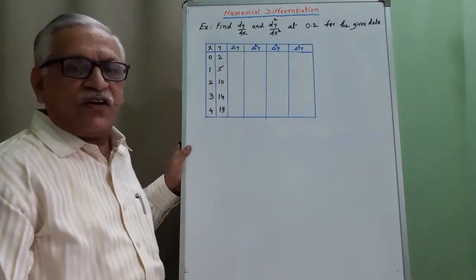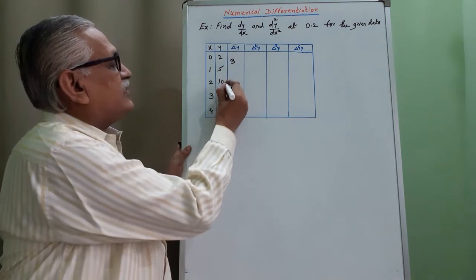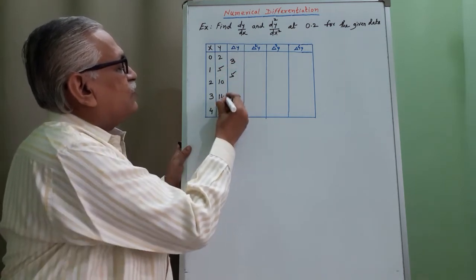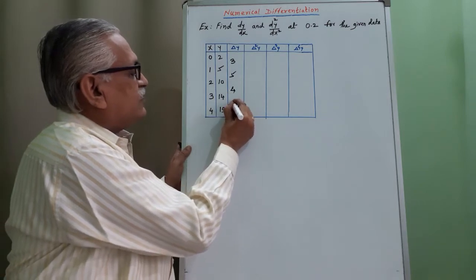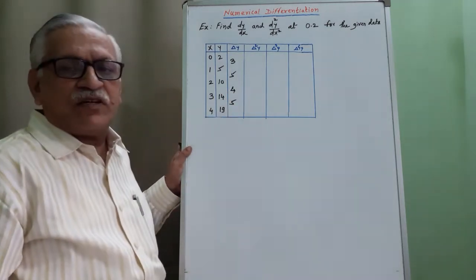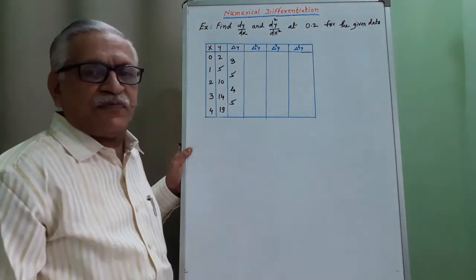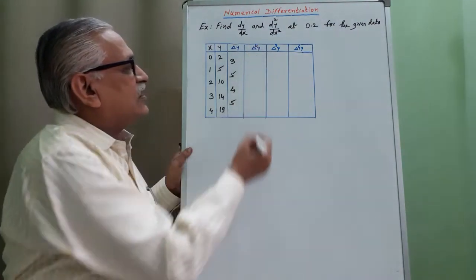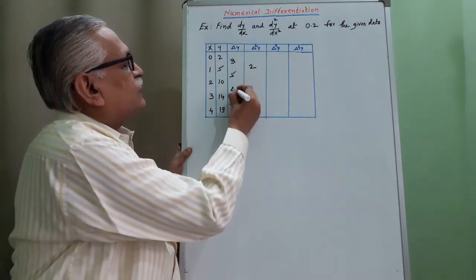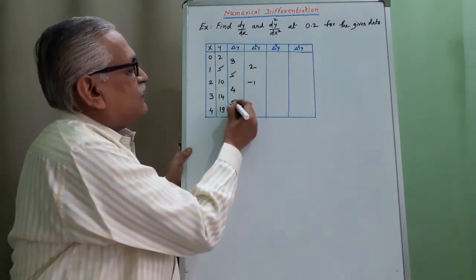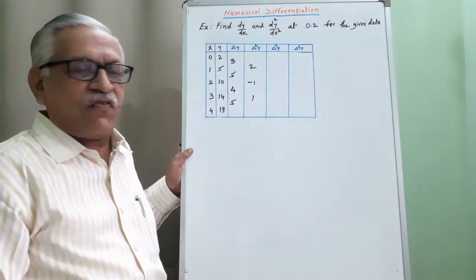First difference, del y: 5 minus 2 we get 3, 10 minus 5 we get 5, 14 minus 10 we get 4, and 19 minus 14 we get 5. These are the first forward differences. Then differences of these differences give you second order differences: 5 minus 3 is 2, 4 minus 5 is minus 1, 5 minus 4 is 1. These are the values of del square y.